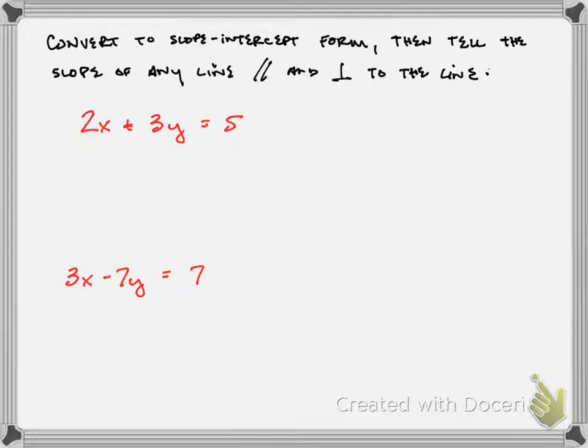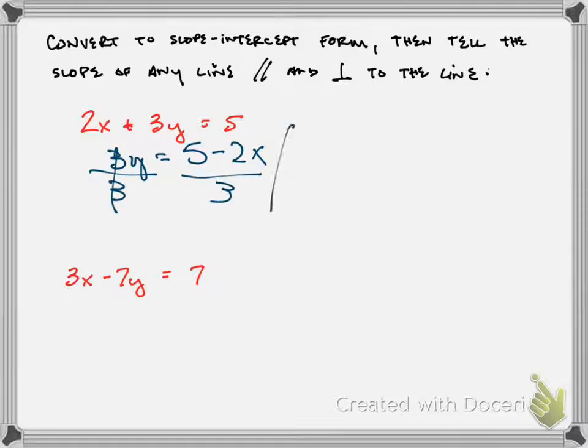Step 1, of course, we'll subtract 2x. So 3y = 5 - 2x. Now we've got to divide everything by 3. 3 over 3 is 1. Remember that when you divide a binomial, 2 terms, by a monomial, 1 term, you can split this. And so we get 5/3 - 2/3 x. So y = 5/3 - 2/3 x.